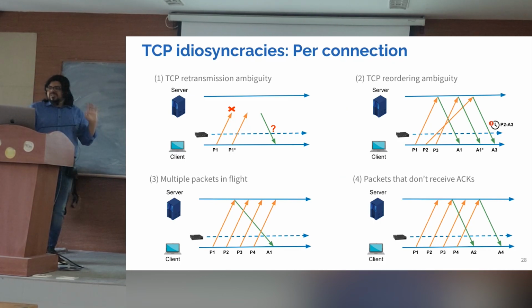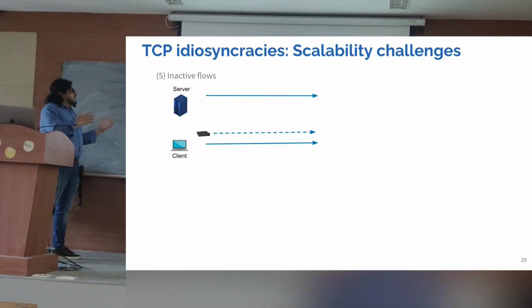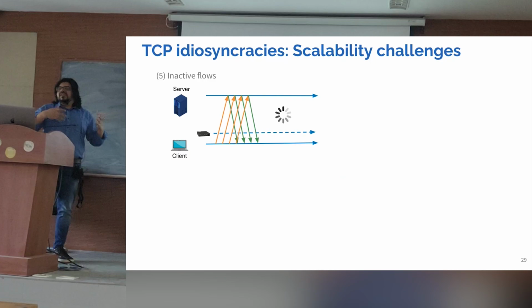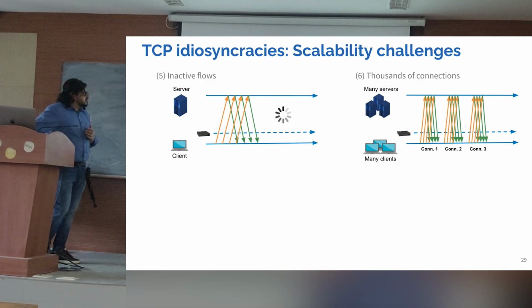I wouldn't worry so much about the details right now, but just know that there are challenges to this because of peculiarities of TCP. And then there are scalability issues on top of that. So there could be inactive flows, right? There could be a lot of flows that start and then just stop, with a lot of data packets hanging that have never gotten an acknowledgement. There could be thousands of connections. So this goes back to the question that SN sir was asking before: how does this scale to thousands of connections?